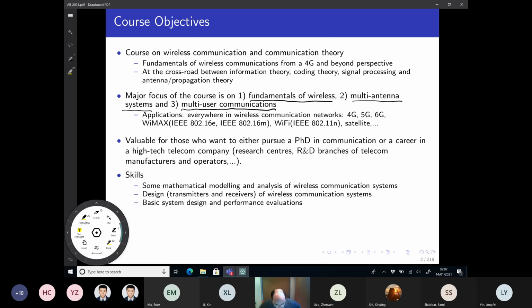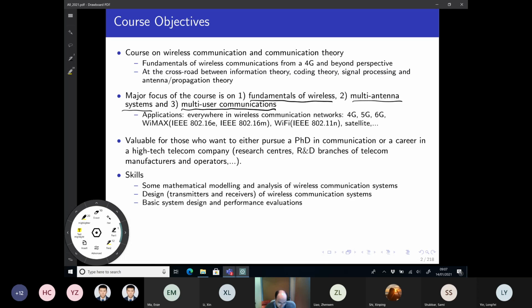Right, so you're going to see applications everywhere in wireless, from 4G, 5G, and beyond. You have other standards, obviously, in communications, terrestrial and satellites, where all those techniques can be used, or will be used, or are currently used. And it's a module that is very valuable if you want to do a PhD in wireless communications, wireless signal processing in general, or if you want to go to industry afterwards, whether you go to research centers or any R&D branch of manufacturers or operators or so on.